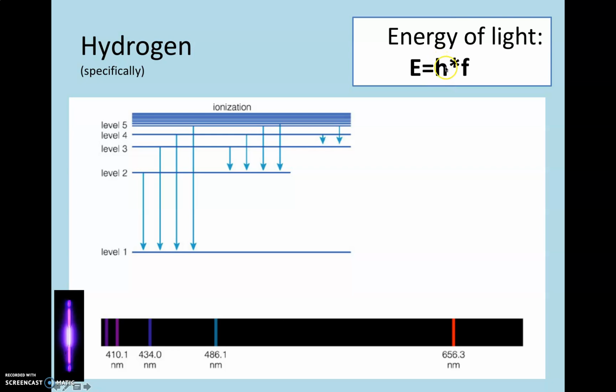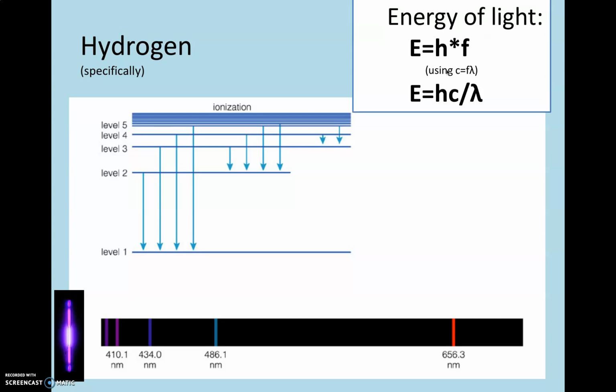It's called Planck's constant, and in my IB packet I see that it is 6.63 times 10 to the negative 34 joule seconds. Planck's constant helps us relate energy and frequency, as you can tell by this equation. We can also do some substitution and have that equation be in terms of wavelength. Pretty great.